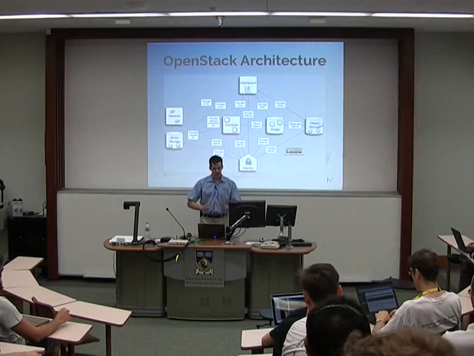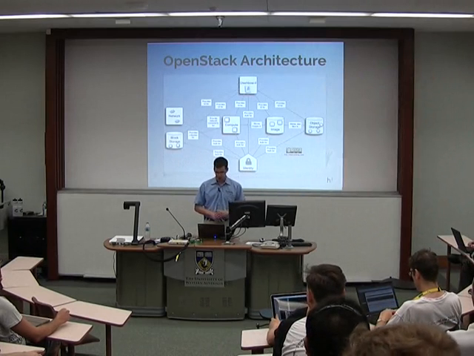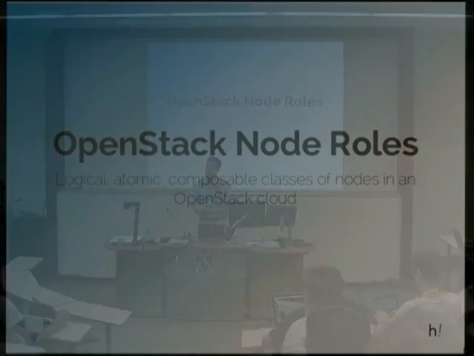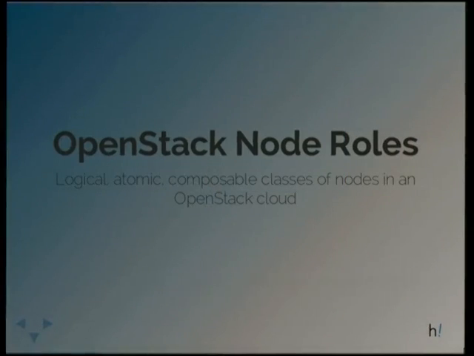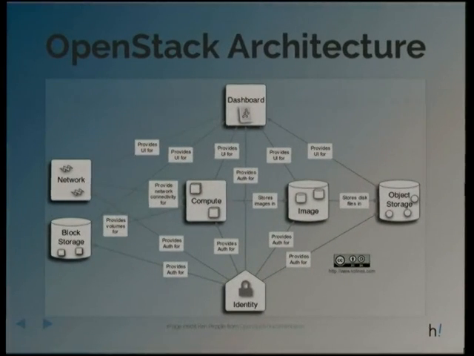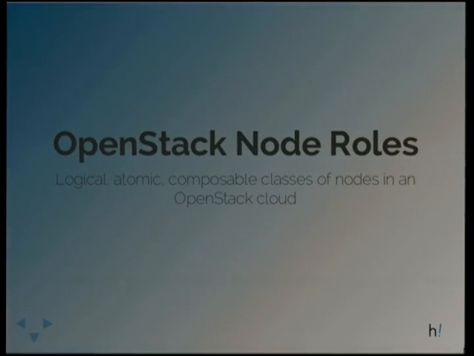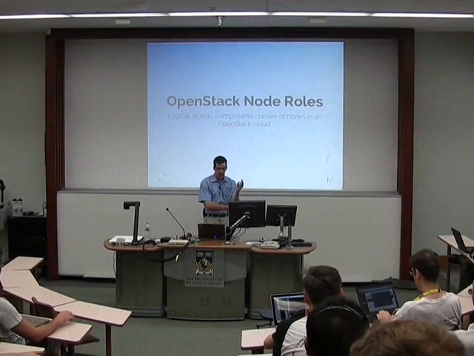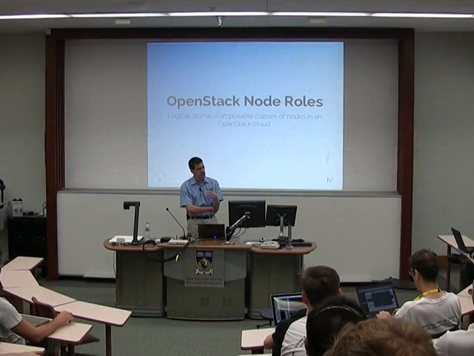So that's a rough overview of the OpenStack architecture. And that lends itself to the concept of OpenStack node roles. You will normally be deploying this architecture on a bunch of hardware, and from that, it follows that specific pieces of your hardware, specific nodes in your environment, will play certain roles. And these roles are essentially logical, atomic, and composable classes of nodes in an OpenStack cloud.